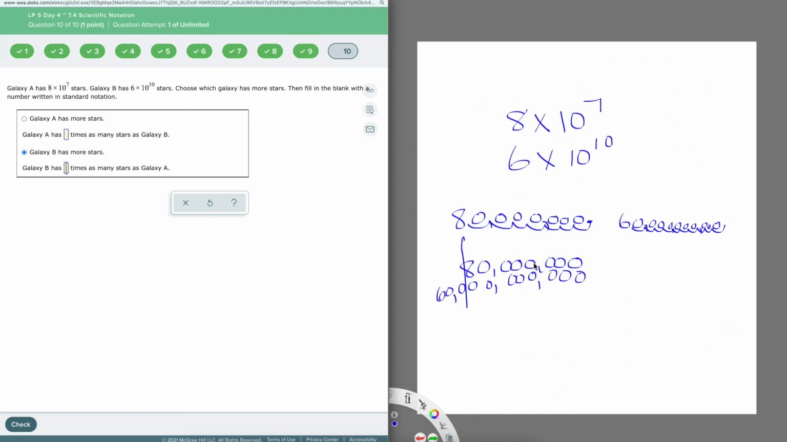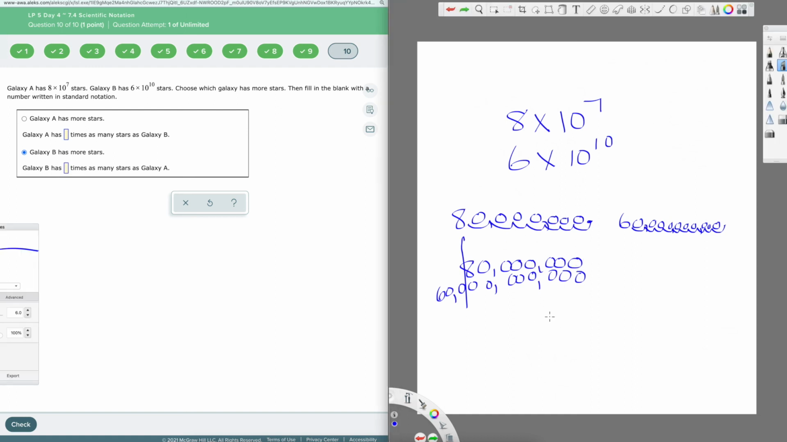So I'm going to actually go through and cancel some of this stuff out. I'm going to cancel out all these extra zeros. So it's 6,000 over 8. So I kind of want to know how many times this goes into 6,000, which is not going to go in evenly.